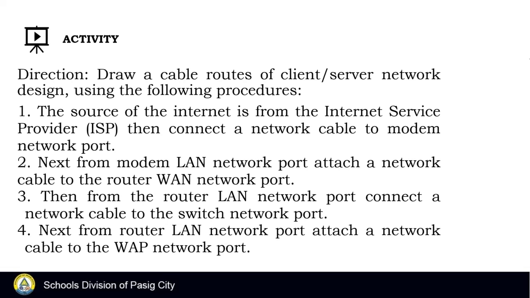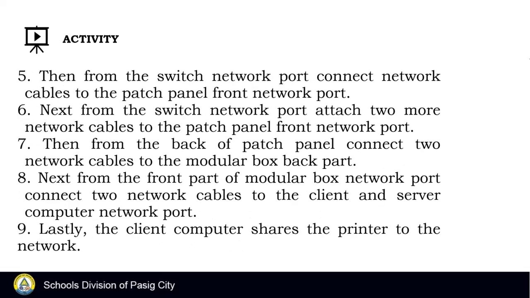Number three, then from the router LAN network port, connect a network cable to the switch network port. Number four, next from the router LAN network port, attach a network cable to the WAP network port. Number five, then from the switch network port, connect network cables to the patch panel front network port. Number six, next from the switch network port, attach two more network cables to the patch panel front network port.